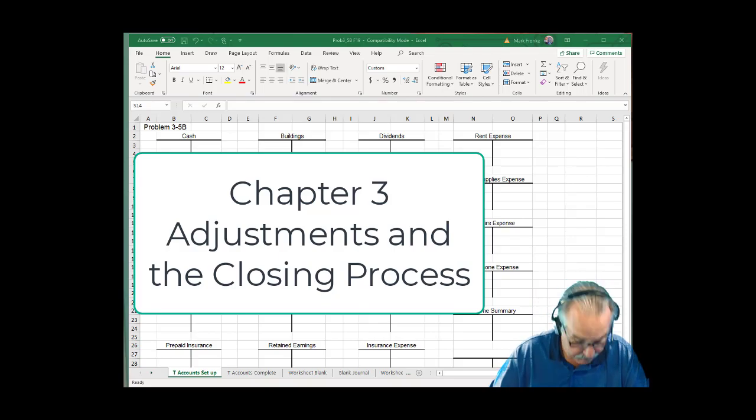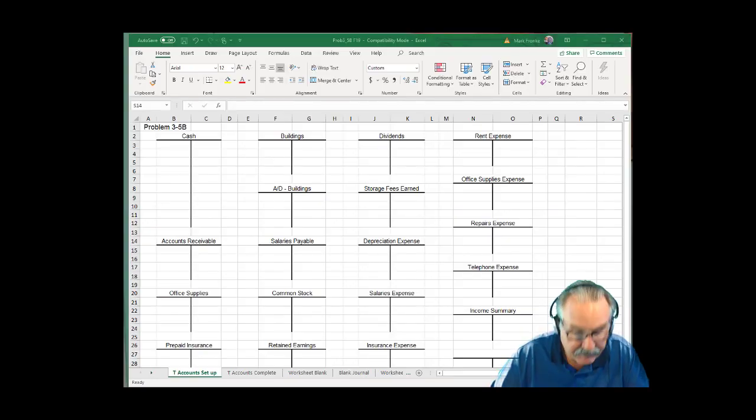This is a brand new company called the Safe Storage Company, and they've given you a series of transactions that happened during the month. I'm not going to go through every one of them, but I am going to do a few of them just to get started.